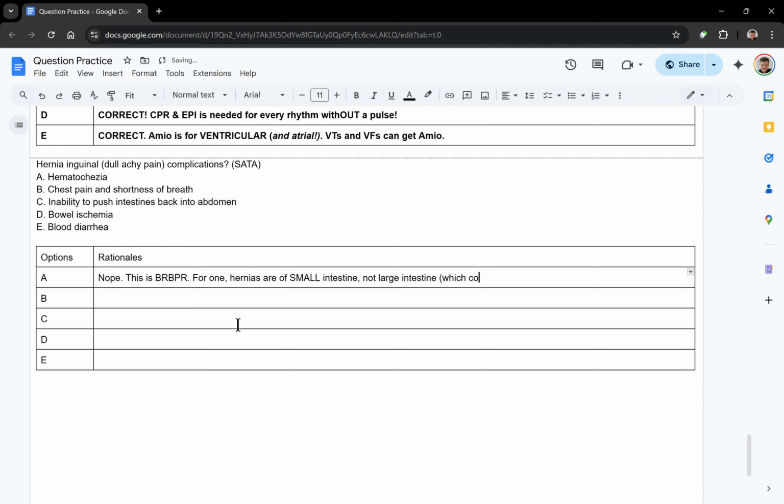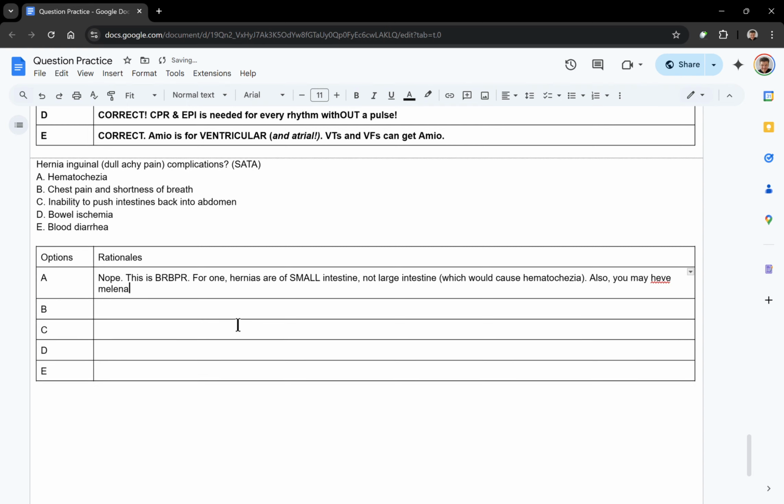Which would cause bright red blood per rectum, hematochezia, right? Also, you may have melena, right? If bowel is dying. But it wouldn't be bright red blood per rectum. Okay? And then, but what does have hematochezia?